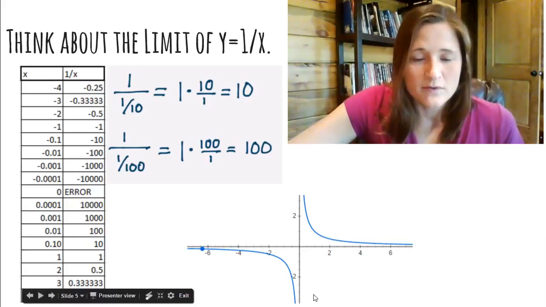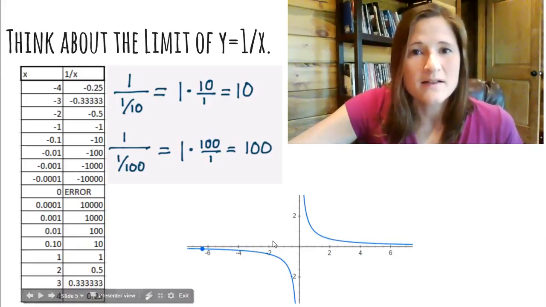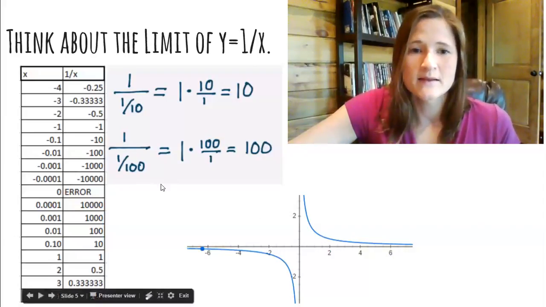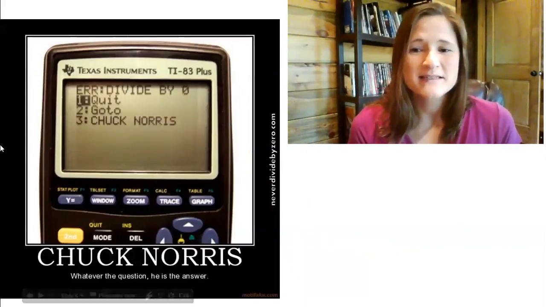So the fact that you can't divide by 0 causes this asymptote on the graph, which is a line that the graph never touches because x can never be equal to 0. Now you know why you can't divide by 0.